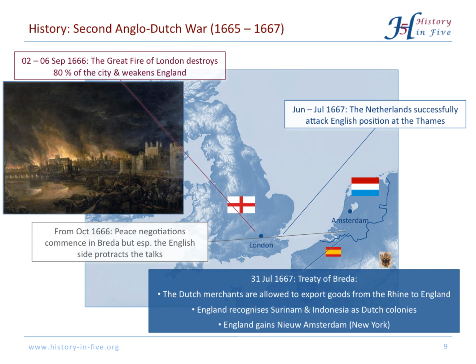The Dutch merchants are now allowed to export goods from the Rhine to England. England recognized the Dutch sovereignty over Suriname and Indonesia, but England gained New York.